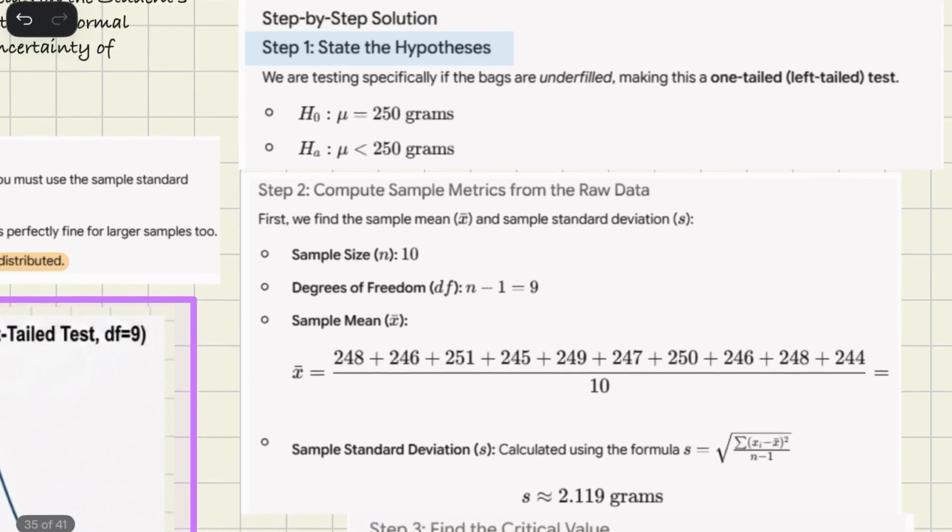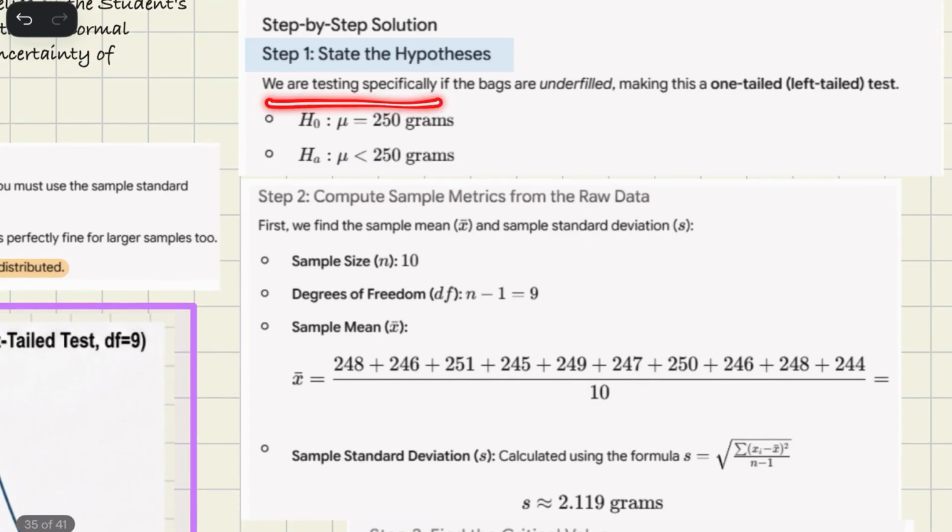Alright, now we are testing specifically if the bags are underfilled. So first of all, our null hypothesis maintains the manufacturer's claim that the bag has 250 grams of weight, and the alternative hypothesis represents the inspector's suspicion that the weight is less than 250 grams. So these are the two hypotheses we will be testing.